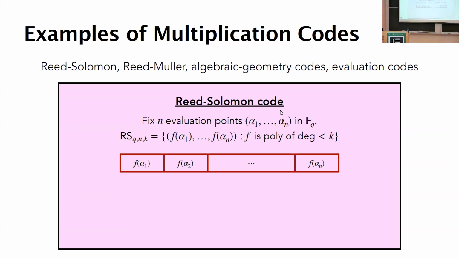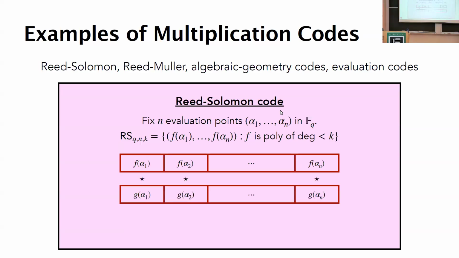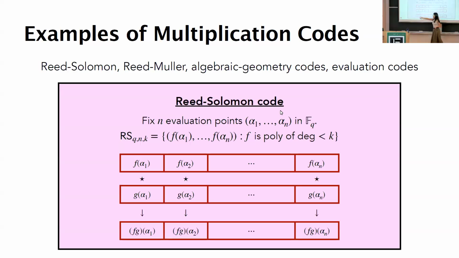And now let's say we have two code words based on the polynomials f and g. And let's just check that it has a multiplication property. So if you component-wise multiply everything, what do you get? Well, you get f times g evaluated on each evaluation point, right? So this way, if you have two polynomials, you get a new polynomial.